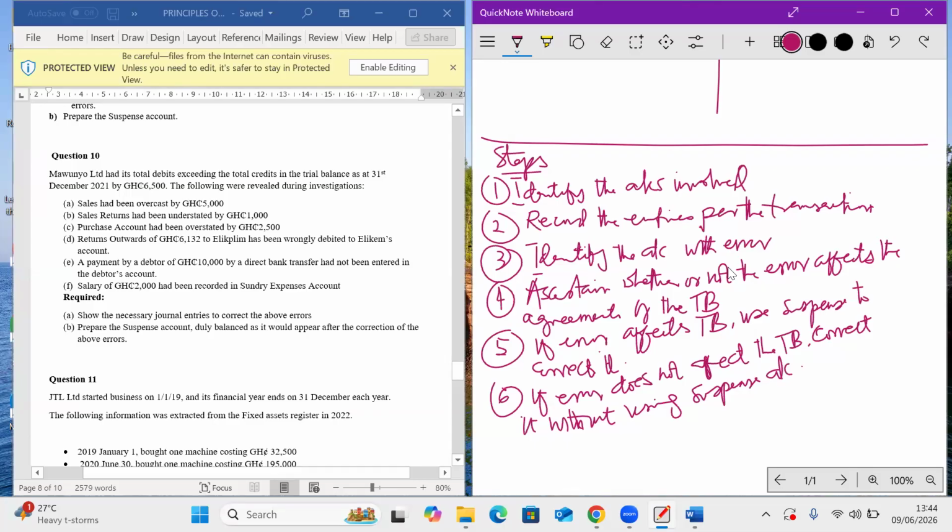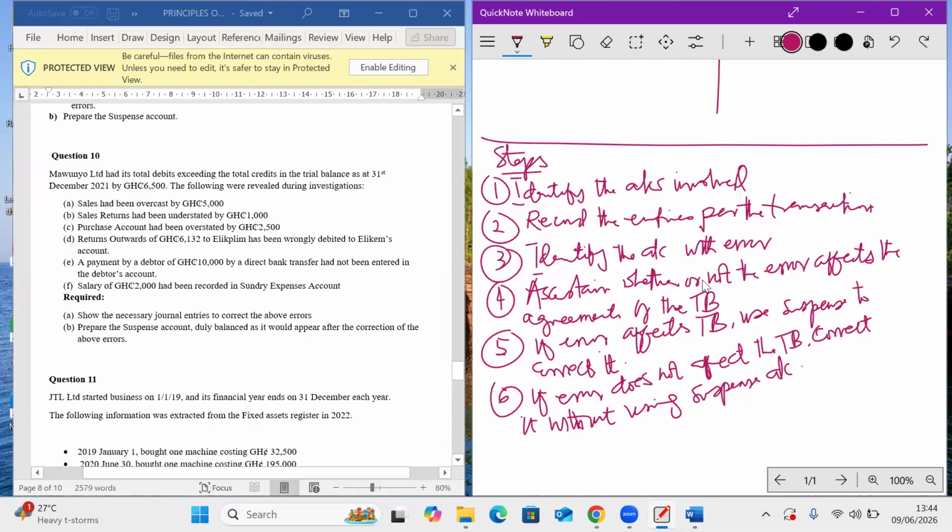Are you finished writing? Yes, sir. Steps 1, identify the account involved. 2, record the entries per the transaction. 3, identify the account with error. 4, ascertain whether or not the error affects the agreement of the trial balance. 5, so there are 5 steps actually, because the 5 and 6, depending on the 4, you go to the 5 or you go to 6. So if error affects trial balance, use suspense to correct it. If error does not affect the trial balance, correct it without using suspense account.